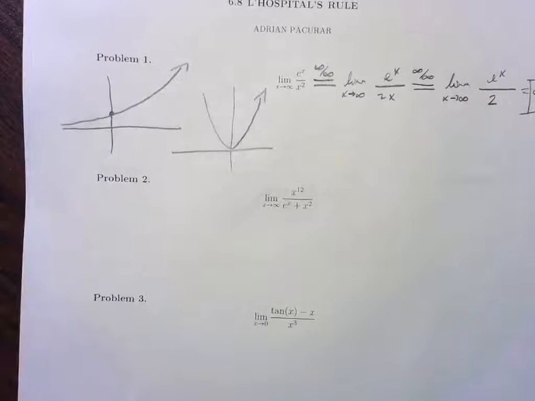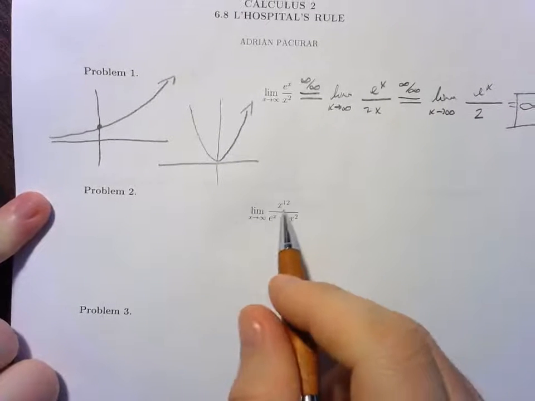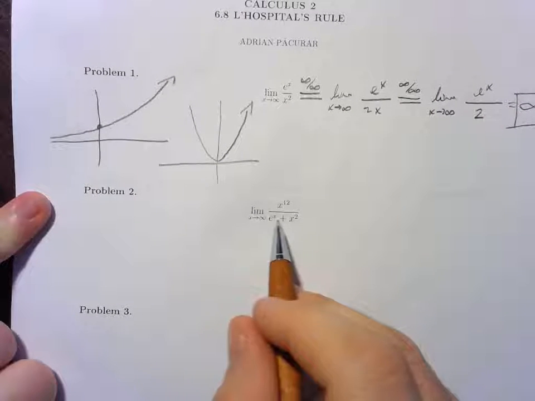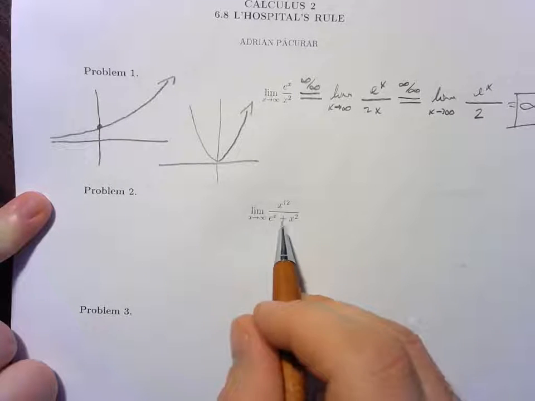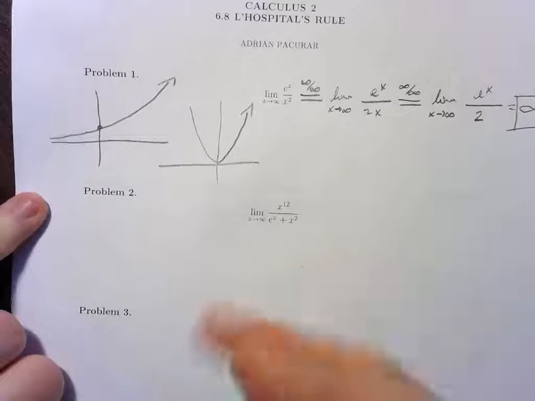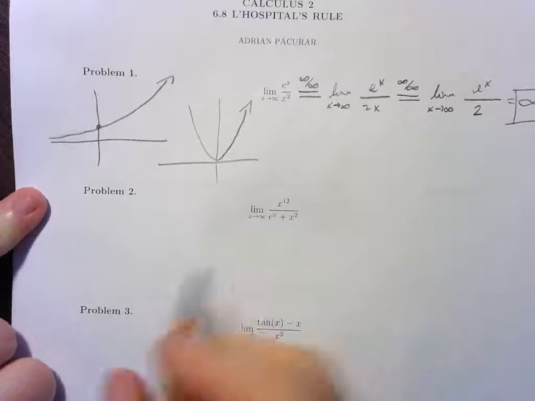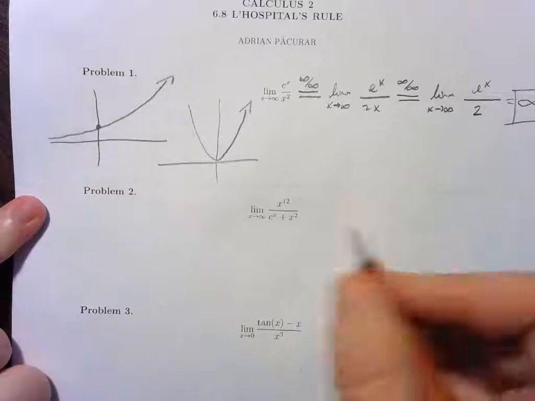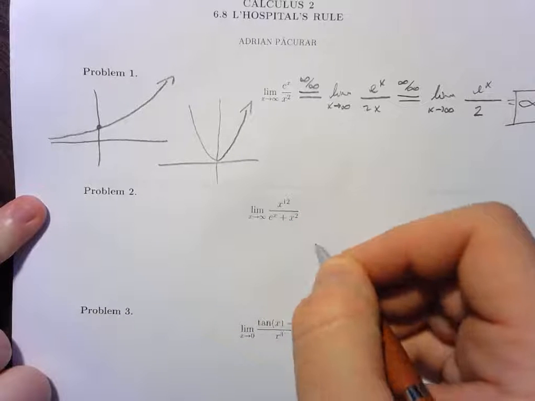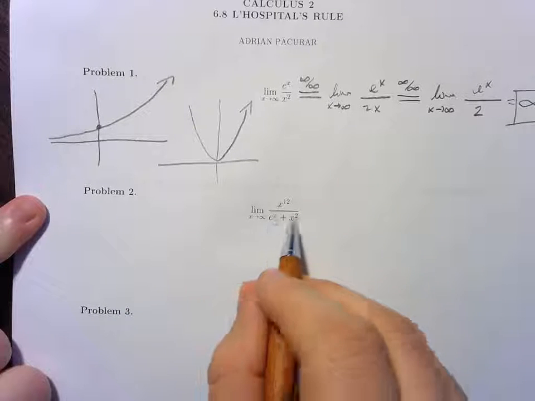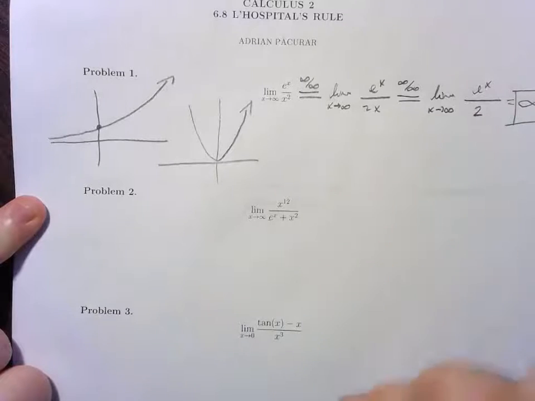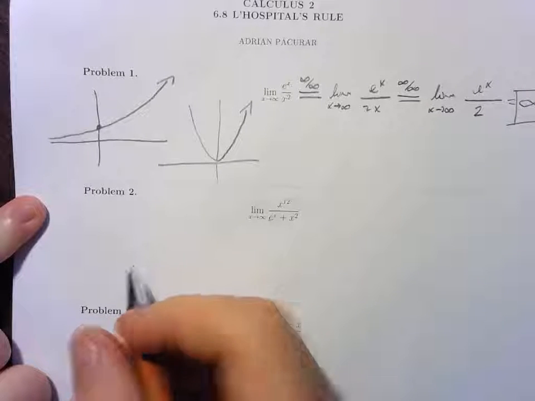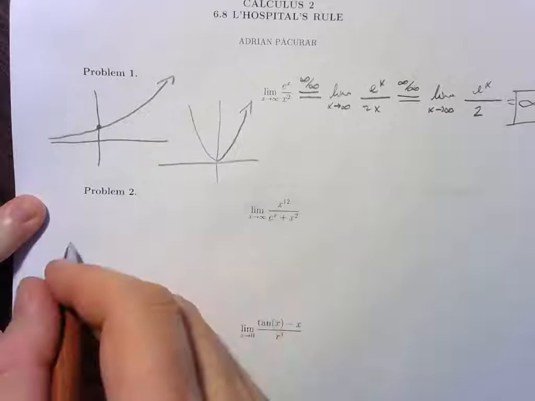Okay, problem 2 now. What if I were to compare the limit as x goes to infinity of x to the 12th power divided by e to the x plus x squared? In other words, I want to see which one of these is a larger type of infinity. Well, the top goes to infinity, the bottom also goes to infinity, because both of these go to plus infinity, so I'm adding those together. And that means I have to use L'Hopital's rule.